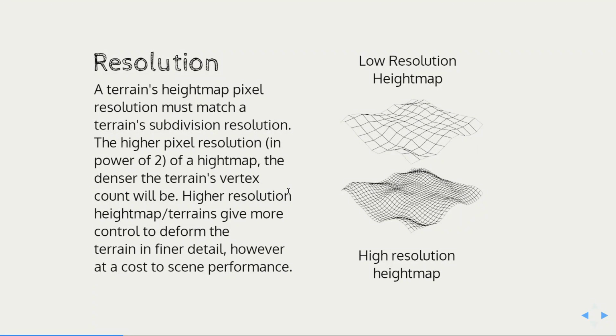Resolution. A terrain's height map pixel resolution must match a terrain's subdivision resolution. The higher pixel resolution of a height map, the denser the terrain's vertex count will be. Higher resolution height map terrains give more control to deform the terrain in finer detail, however, at a cost to scene performance.